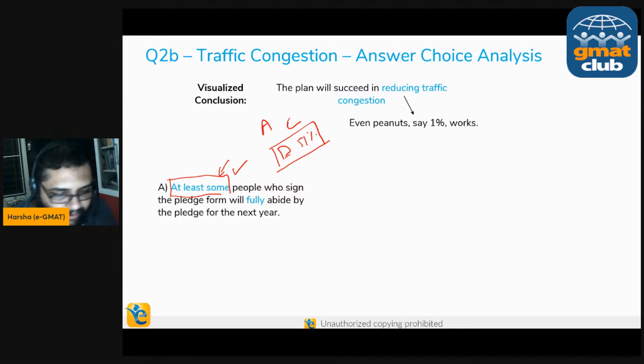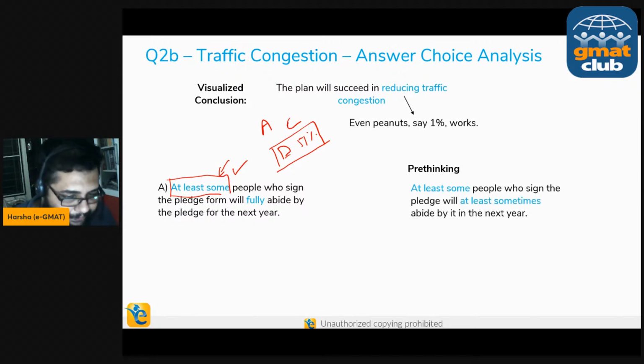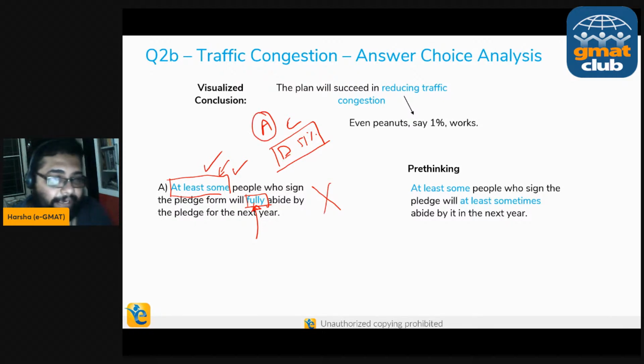So option A at this point should be clear, because why do you need at least some people? Rather, why do you need fully abide? At least some people is great, but your pre-thinking is very razor sharp and crystal clear. At least some people, at least sometimes in the next year will follow the pledge. You don't need fully abide here. That one word makes this entire answer A wrong. Answer A was very, very popular. It was one of the two popular incorrect choices. You guys just saw at least some.